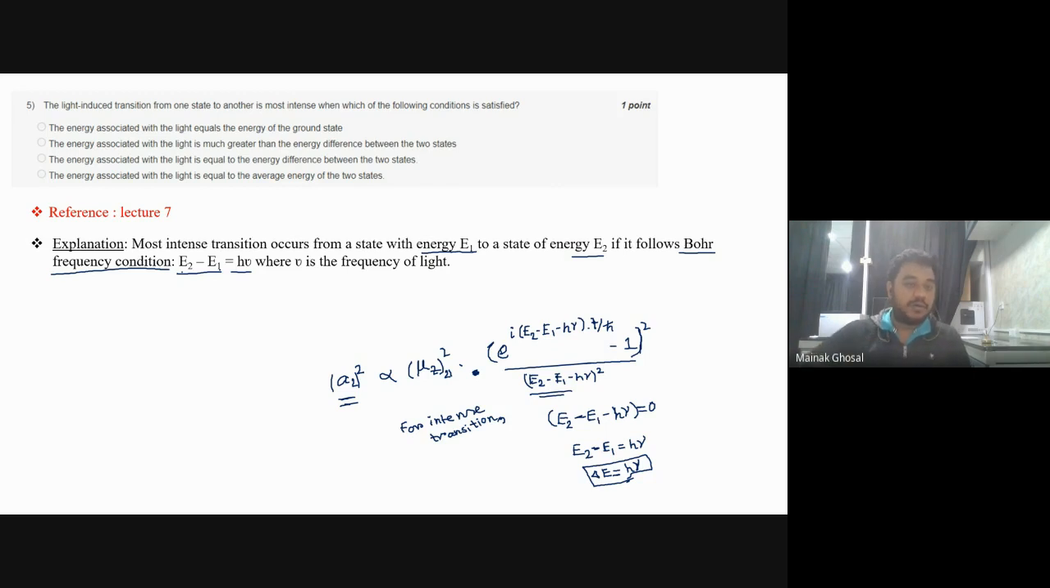So which one is correct? Energy associated with light is equal to energy of the ground state? No, it should not be the energy of the ground state. Much greater than the ground state? No, that will give you some intensity of absorption, but that will not be the most intense one. Okay, so the most intense one will be when the energy associated with light is equal to the energy difference between the two states. Okay, so that is your correct answer.